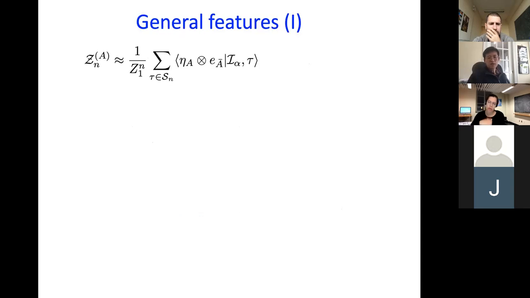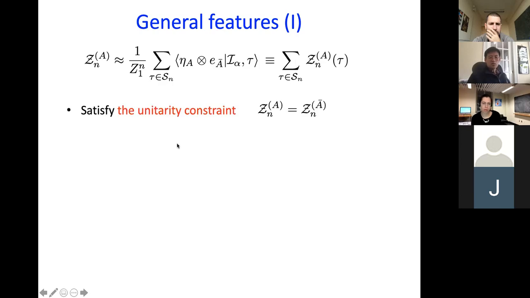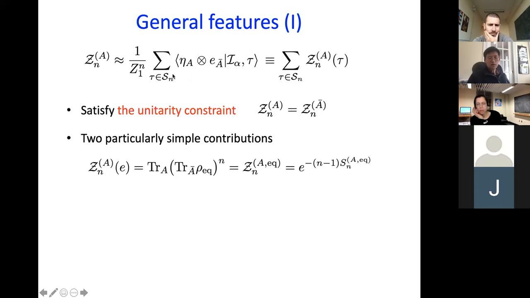Now let me state the general features of this result. Let me write each term by its dependence on the permutation element tau, as ZA tau. One key thing is that, because you sum over all permutations, this actually satisfies the unitarity constraint. Even though it is expressed purely by the equilibrium density operator, it manifestly satisfies the unitarity constraint. There are two particularly simple contributions among this sum. One, as I mentioned, corresponds to the identity permutation, and this is just given by the Rayleigh partition function of your equilibrium density operator.